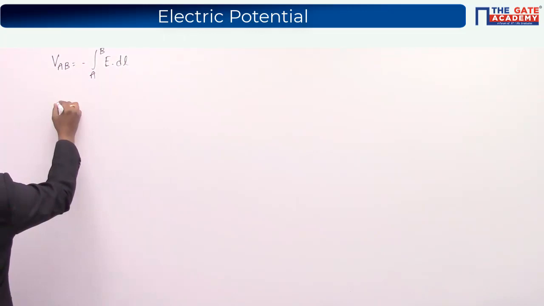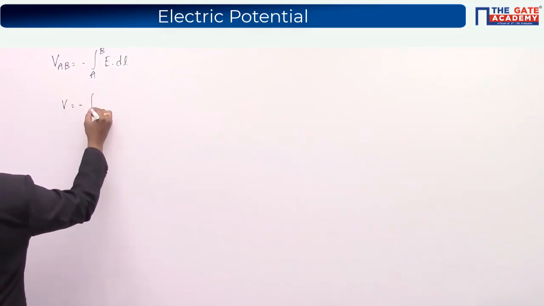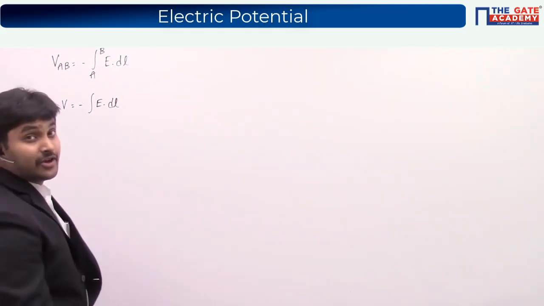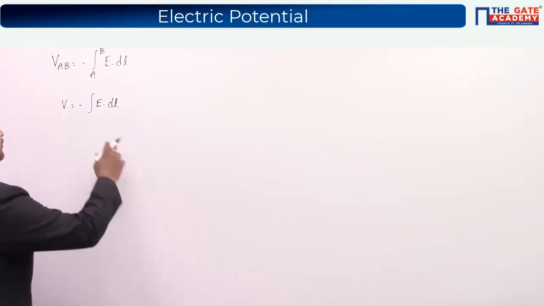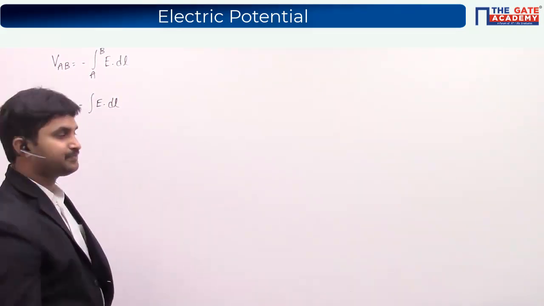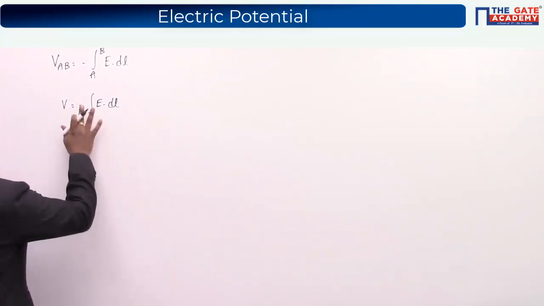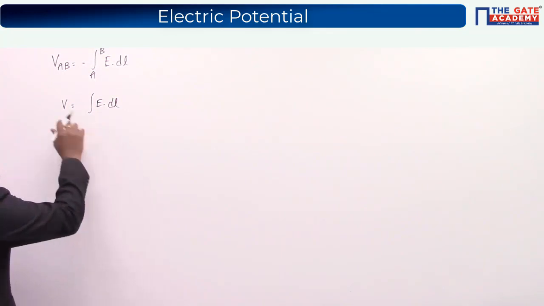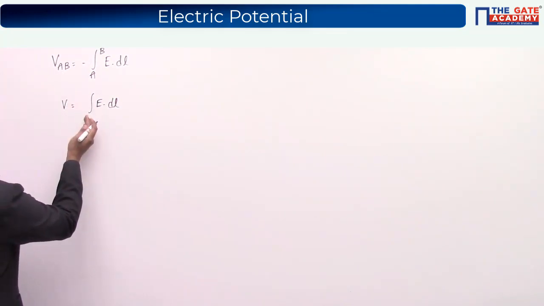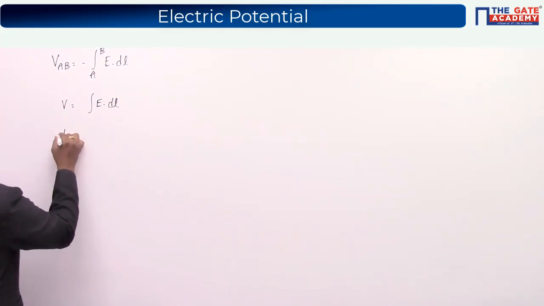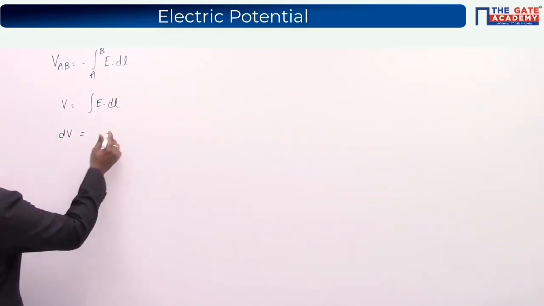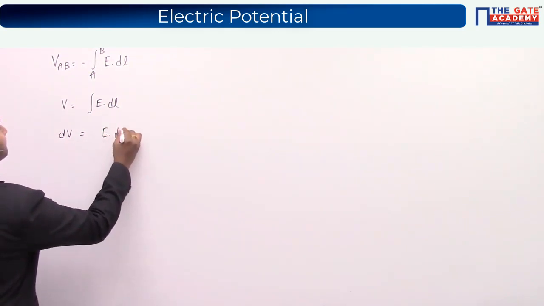So in a general way, what I can write is V is equal to minus integral E dot dl. This is a general way of writing V. Now let me forget about the minus for some time. So what I will be doing is taking the integral to the other side. So this becomes a differential voltage. So dV is going to be equal to E dot dl.